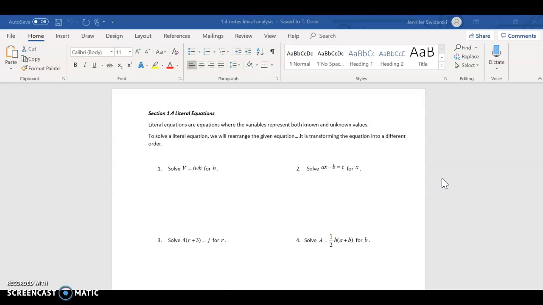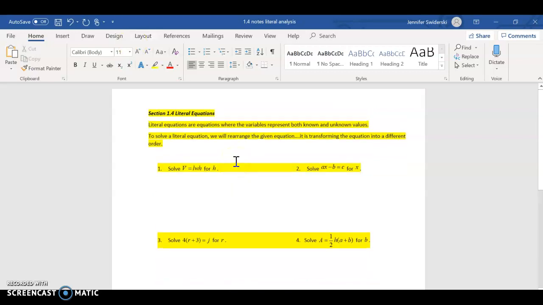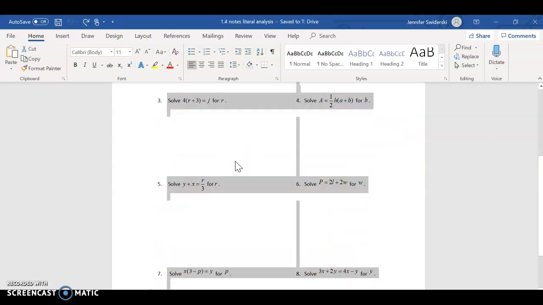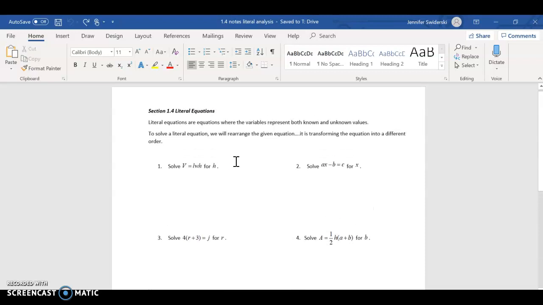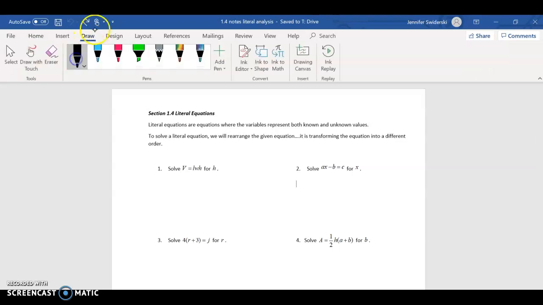It says to solve a literal equation, we will be rearranging the given equation. It is transforming the equation into a different order. So for this, what you need to know is that we're basically just rearranging.